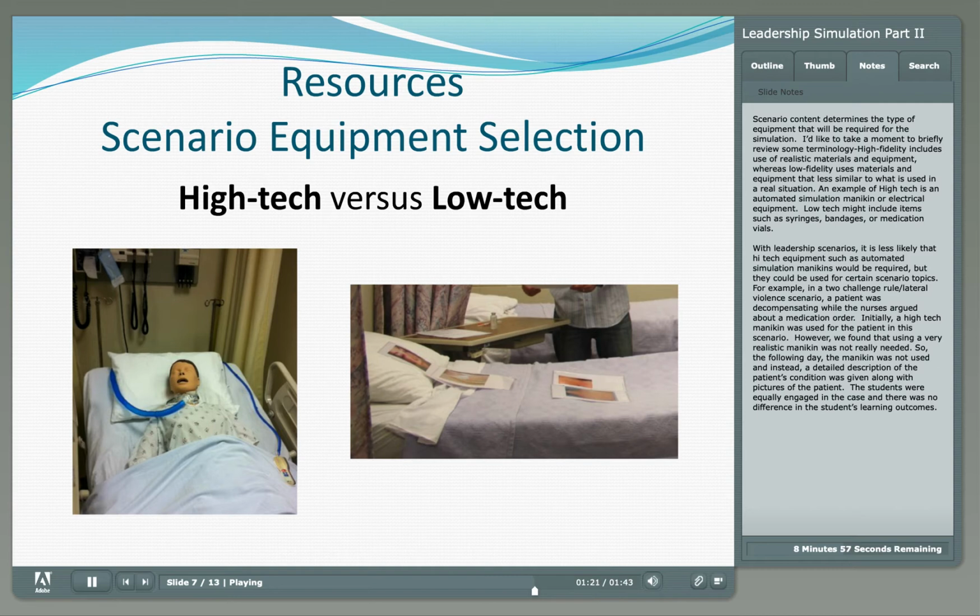However, we found that using a very realistic mannequin was not really needed. So the following day, the mannequin was not used, and instead, a detailed description of the patient's condition was given, along with pictures of the patient. The students were equally engaged in the case, and there was no difference in the students' learning outcomes.